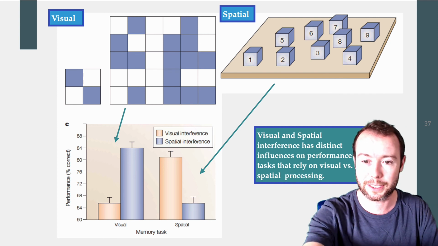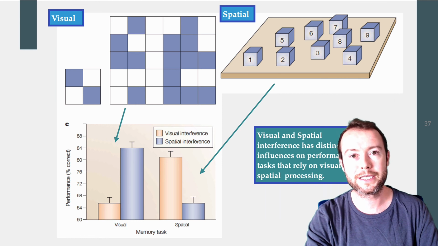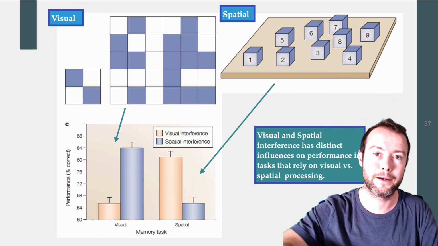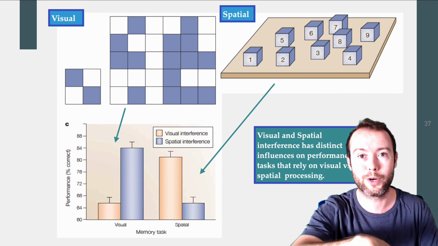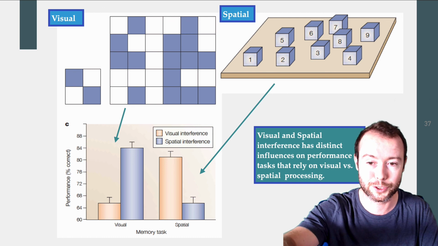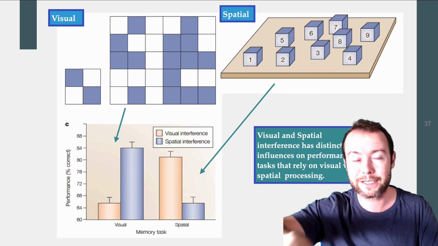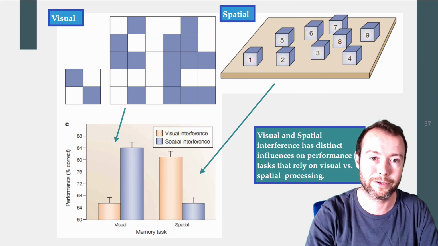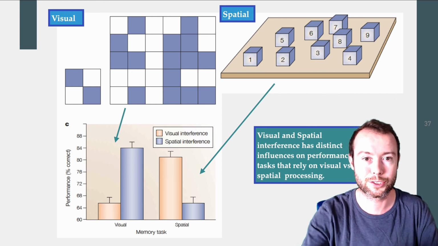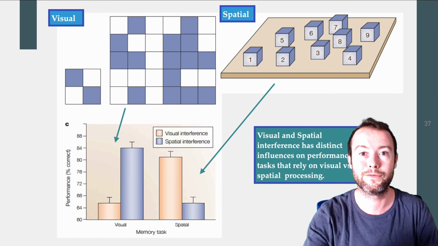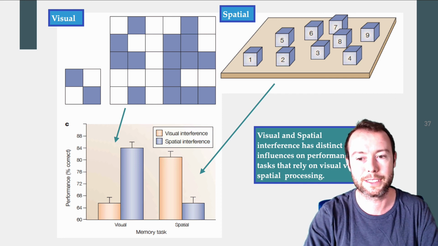In contrast, the Corsi blocks presented at the top right here are a task where you might have to remember not just their location, but the spatial arrangement of where block 1 is relative to 2, relative to 3, 4, 5, 6, 7, 8. That relative location is going to require some degree of spatial processing. And again, we find in this that if you have specific distractors targeted on visual and spatial processing, there are unique interference effects that tend to occur on both of these.